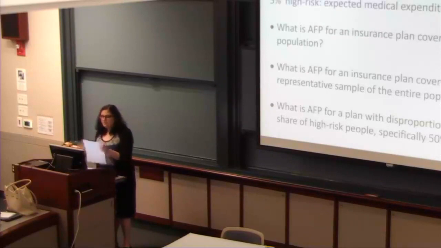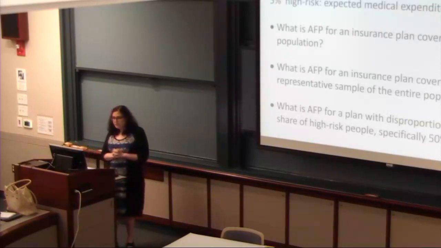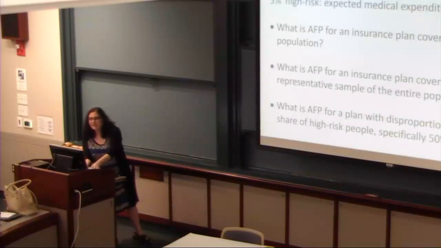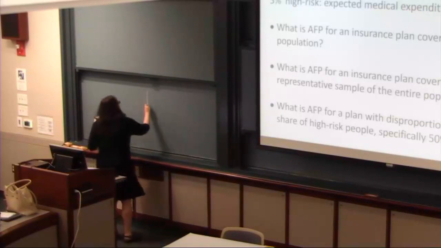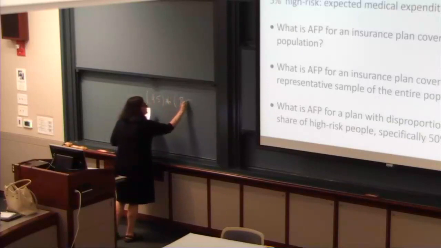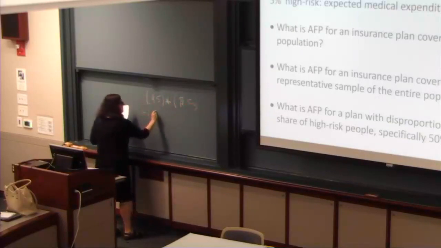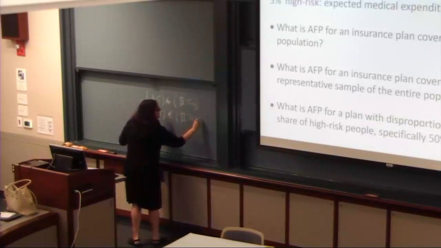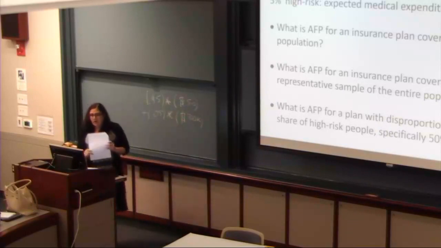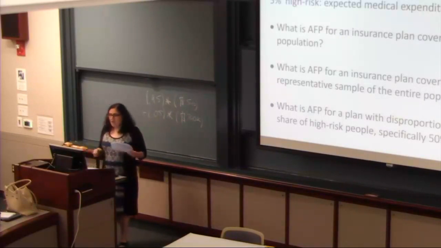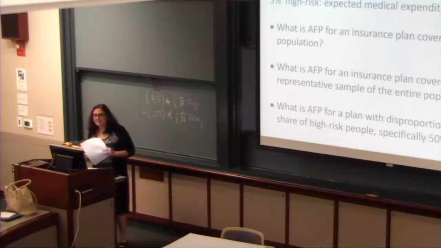So then, as part of this exercise, what's the AFP for an insurance plan covering the entire population? Of course, it's 0.95 times $500 plus 0.05 times $30,000. So again, you can see students do need to learn to think a little bit analytically. They do need to be a bit quantitative, but no prior experience necessary here at all.